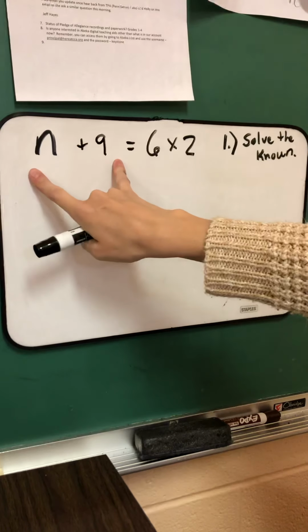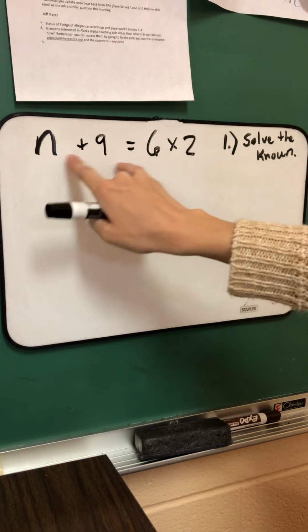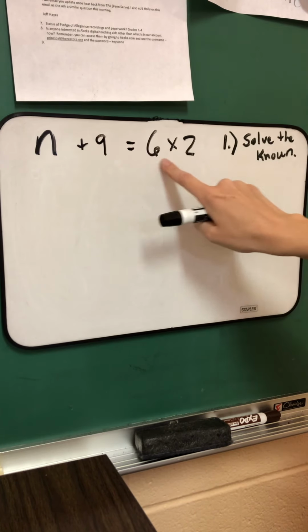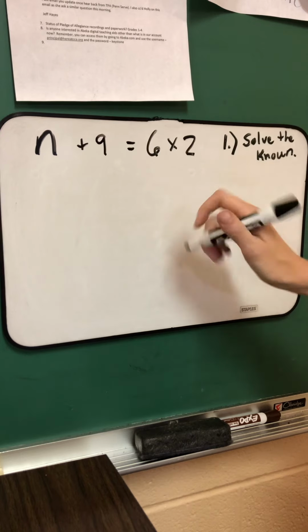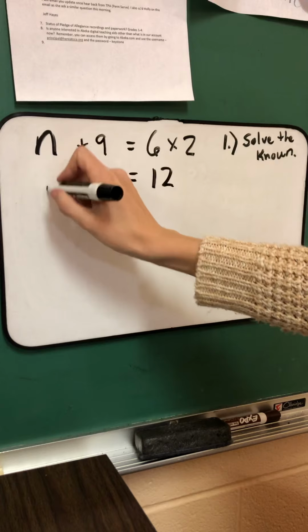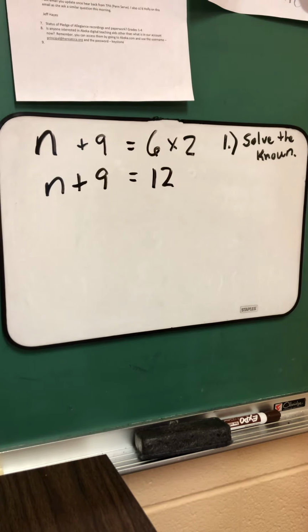We have no idea what this half of the equation is. We have no idea what n plus 9 is, so let's go over to this side of the equation. We do know what 6 times 2 is. That's 12. So let's just bring everything else down. N plus 9 equals 12. Okay, so we did step 1.